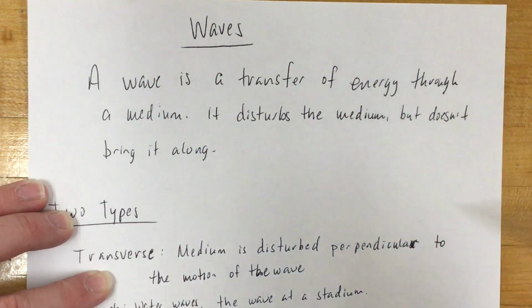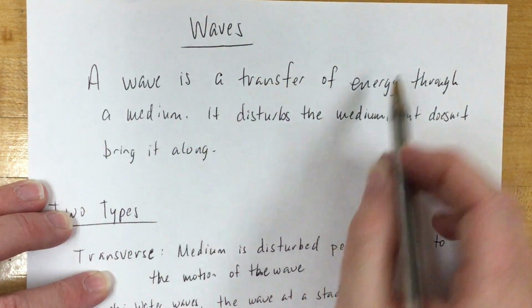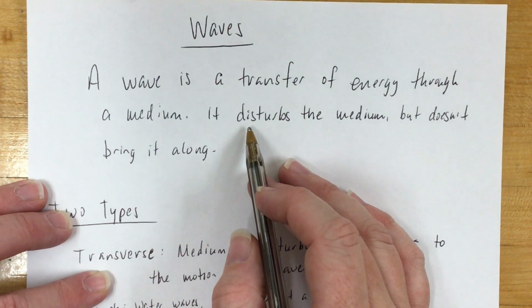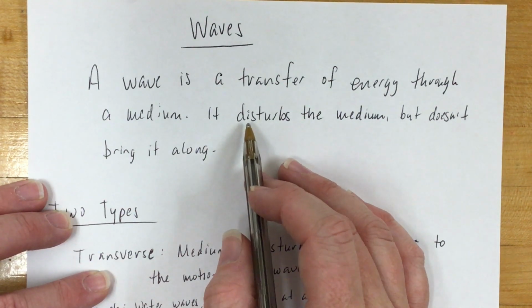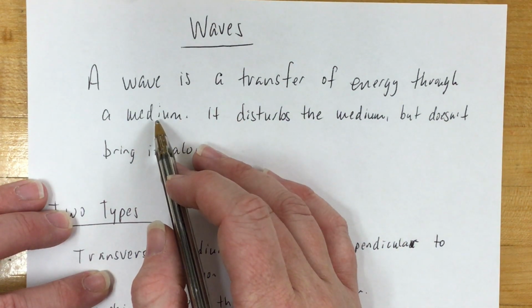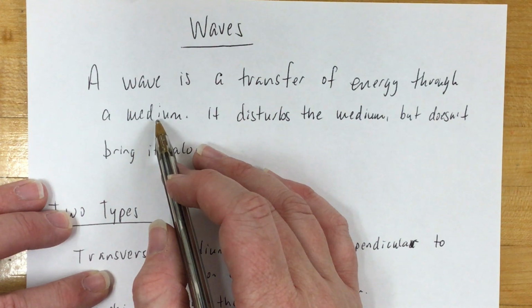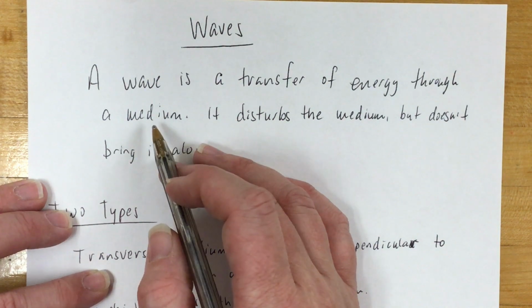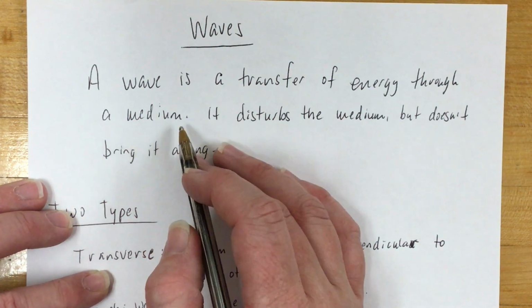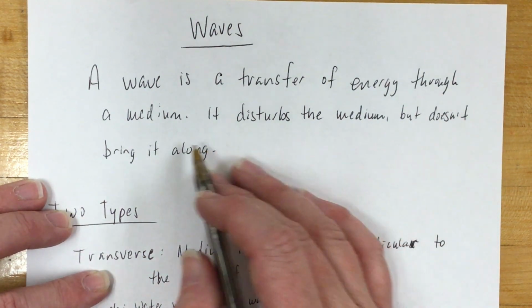When we're talking about waves, a wave is a transfer of energy through a medium. And so it goes through the medium. A medium is anything that it can travel through, like air, water, something solid. In space, you can't send a wave because there's nothing for it to travel through. And it disturbs the medium but doesn't bring it along.